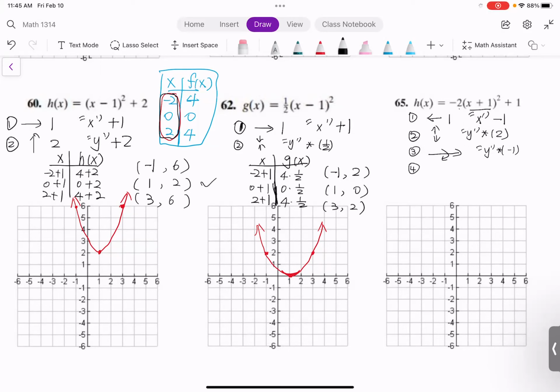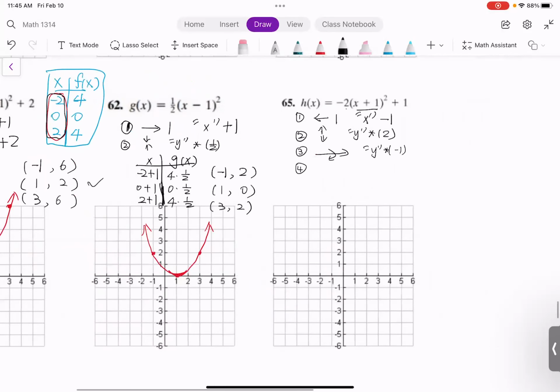So number 4, we don't have a space. Let's use a space here. Next transformation is going up 1 unit. All the y add 1. Let's see the new key points. X, h of x. So only the first transformation based on the x, rest of them, they are the y. So let's see the new key points for the x part. So x minus 1, -2 minus 1, 0 minus 1, 2 minus 1.